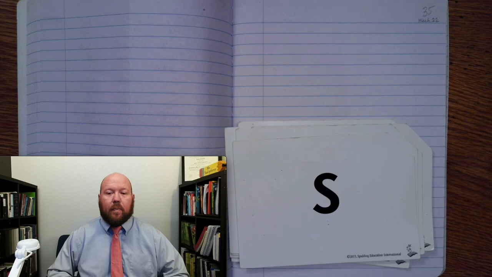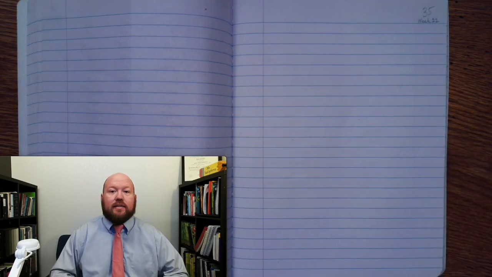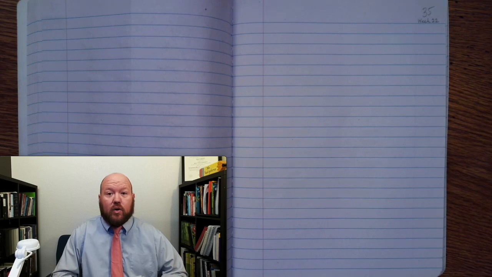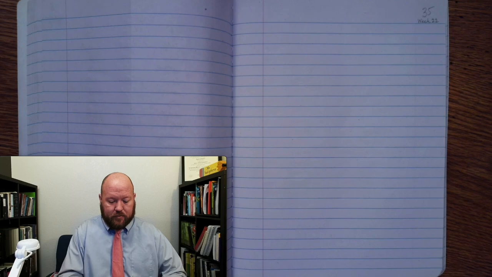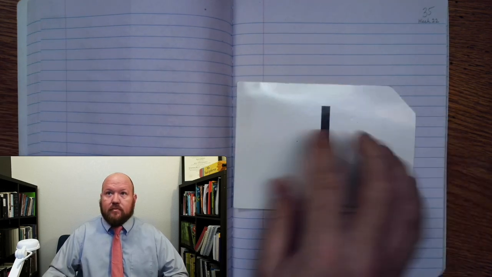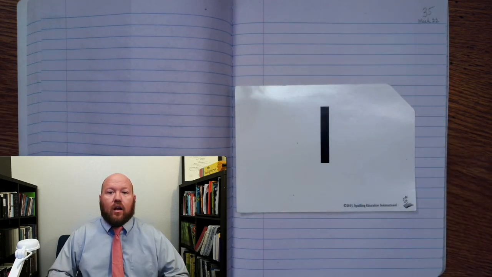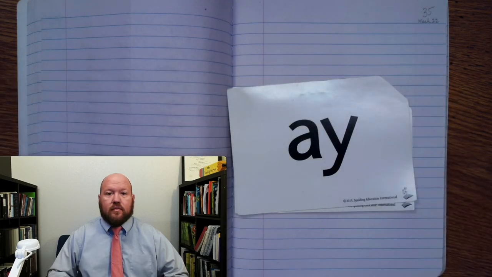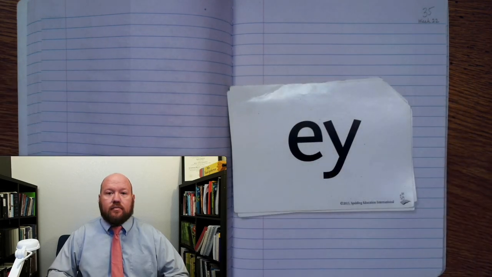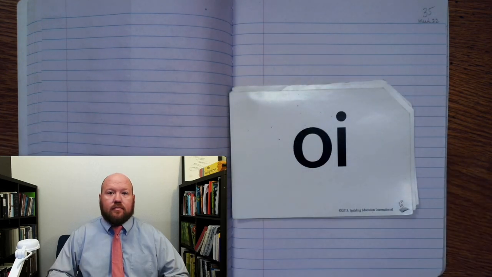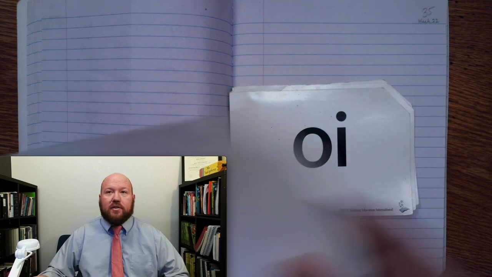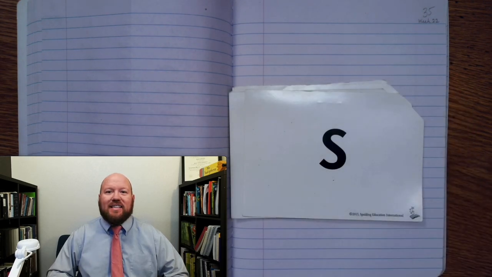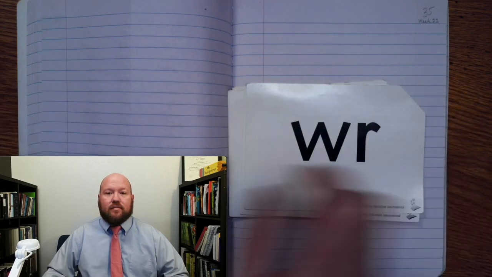S. All right. Now, this time through, we're going to say the sounds followed by the Q. And if there's a rule, have it in your head so you can say it with me. Ol. A. A, E, I. Oi, not used. S, Z. R, two letters.